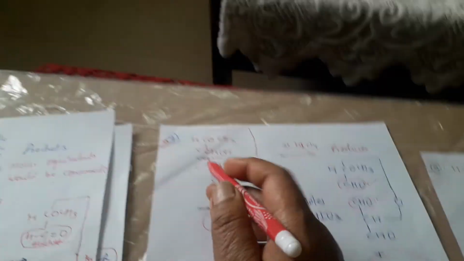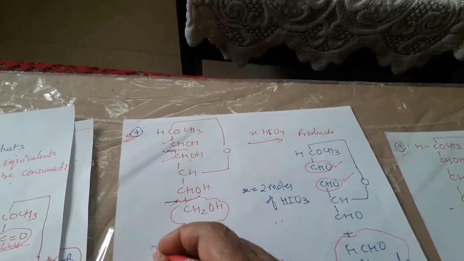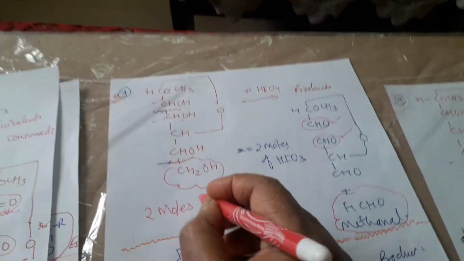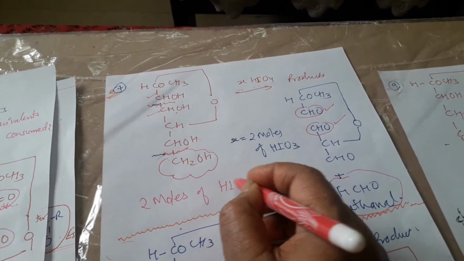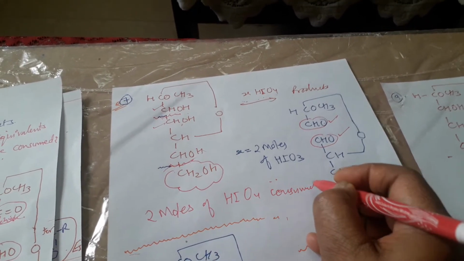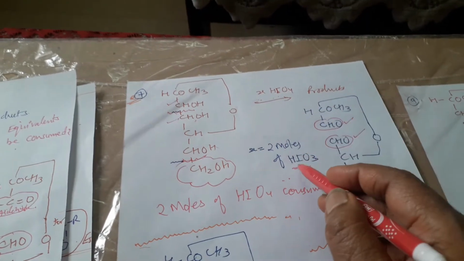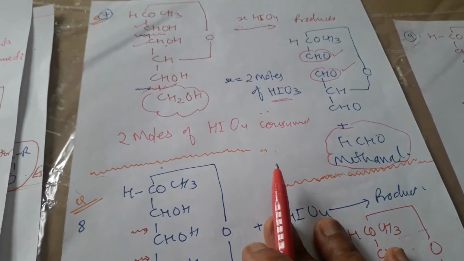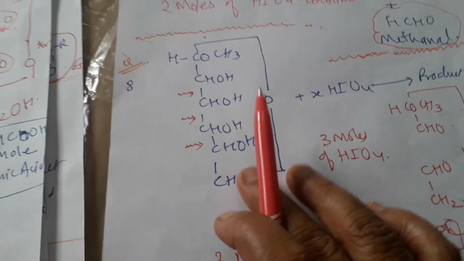So 2 moles for the 1 and 2 cleavage. So 2 moles of HIO4 consumed. And it itself is reduced to HIO3. HIO4 is converted into HIO3. Clear? Now draw this structure.